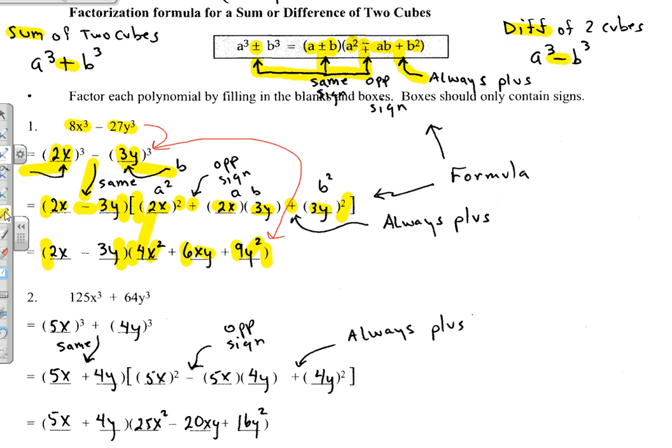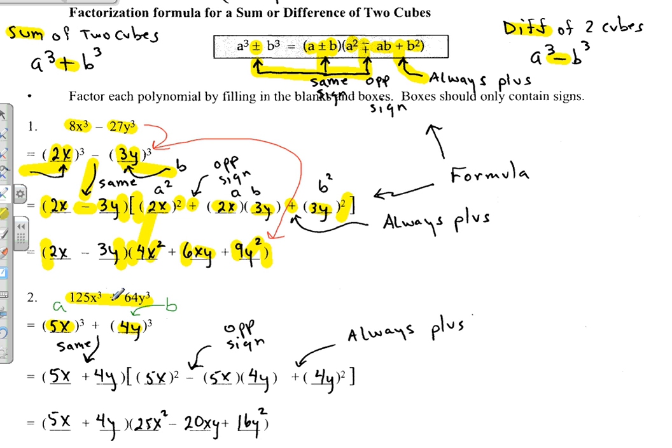The second example is 125x cubed plus 64y cubed. First thing I do, again, I find base A. Find the quantity I've got to cube to give me 125x cubed. Well, that's 5x. So that's playing the role of A. So this is your A right here. Now I've got to find the quantity that I've got to cube to give me 64y cubed, and that turns out to be 4y. So 4y is playing the role of B. That's your B right there.